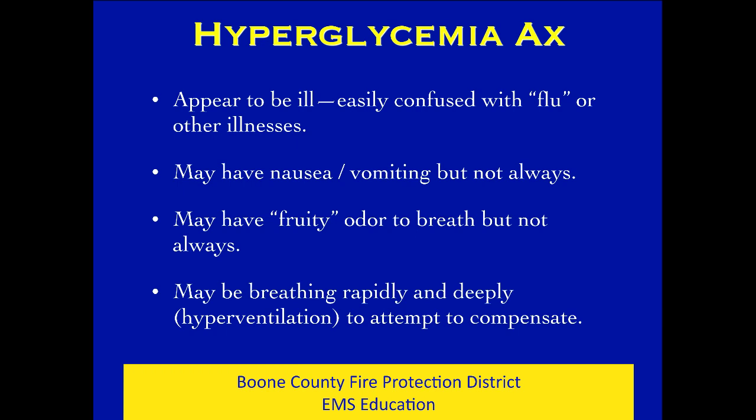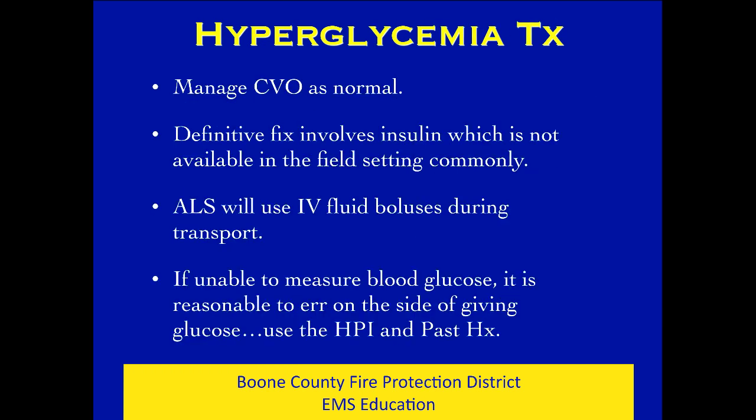So you need to manage that airway. Snoring should not be happening. When people are snoring in front of us, we need to wake them up or open their airway. Maintain ventilation and oxygenation. And again, with hypoglycemia, you won't see hypotension. With hyperglycemia, you could. So check for hypotension, check for shock, manage it as standard management. The ALS treatment for this will involve lots and lots of fluids, as we'll talk about. So again, manage that CVO as normal. Insulin is the fix. We don't have that. ALS doesn't even have that. ALS will use large amounts of IV fluid boluses.